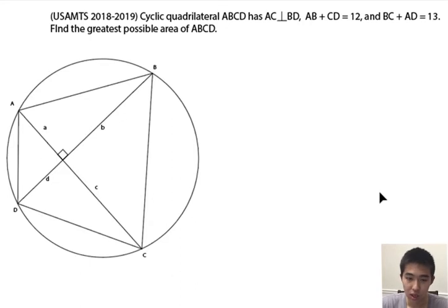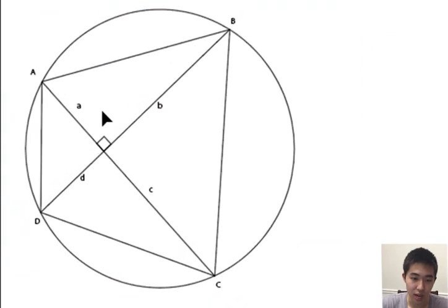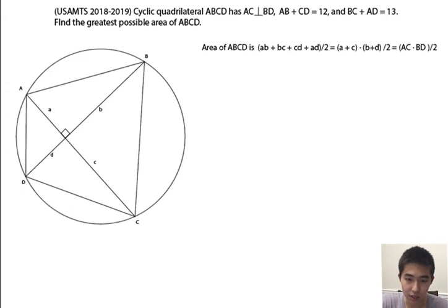So first, we can draw in the diagonals, and then we let a be the length from A to the intersection point, and then similarly we have b, c, and d. So first, notice that if we try to find the area of ABCD, we can split it into these four triangles. And that would mean that the area is (ab plus bc plus cd plus ad) all over 2. And we can factor that into (a plus c) times (b plus d) over 2, which is AC times BD over 2.